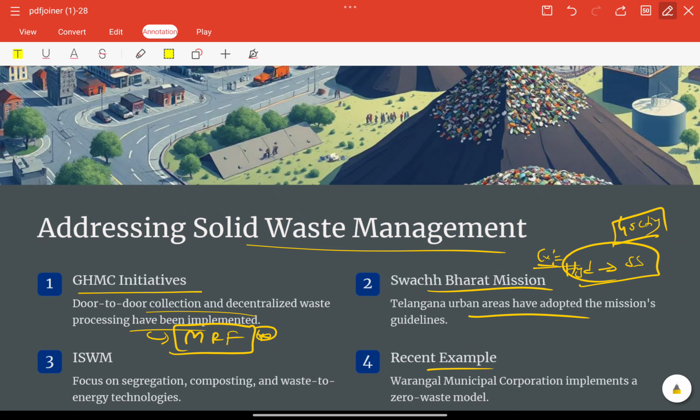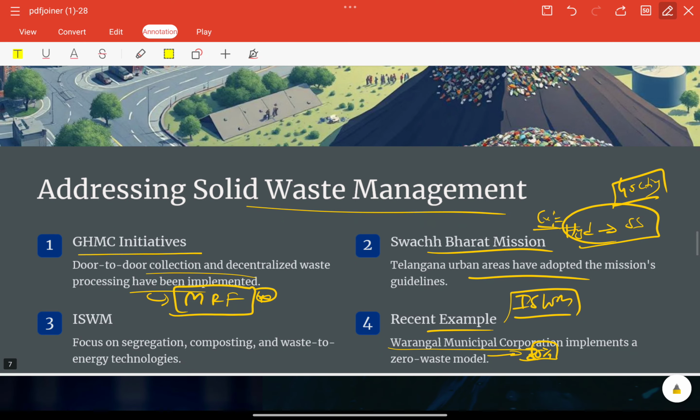Next we have recent examples like integrated solid waste management here, right? That is also very important. For example, we can take the Jawahar Nagar waste to energy plant, operational since 2022. Other than that, we have Warangal. Recently, Warangal Municipal Corporation has been implementing a zero waste model, where 80% of waste is being segregated at the source itself, right? That is very important here, right?